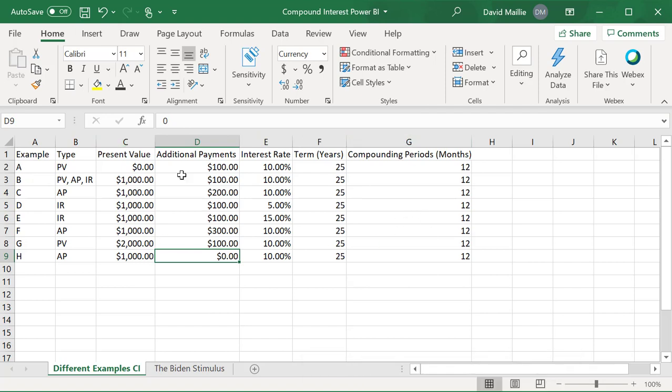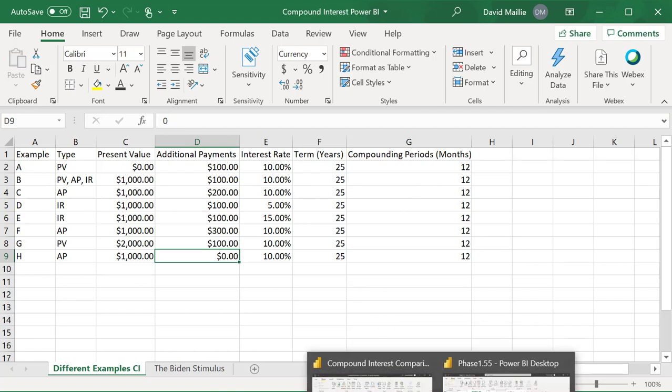So this is the only data we need to have to be able to calculate the rest. Again, we've got it broken out by example. I don't have to have these first two to do this. I just am doing this so that I have 8 different examples here, A, B, C, D, E, F, G, H, and some of them are multiple inside the same one, so I can filter them as I want in Power BI. If I want to have present value only ones, I can do that, and I'll show you that in a minute. Additional payments, interest rate, term, and compounding periods: that's all I need. Then from there, what we're going to do is bring this up.